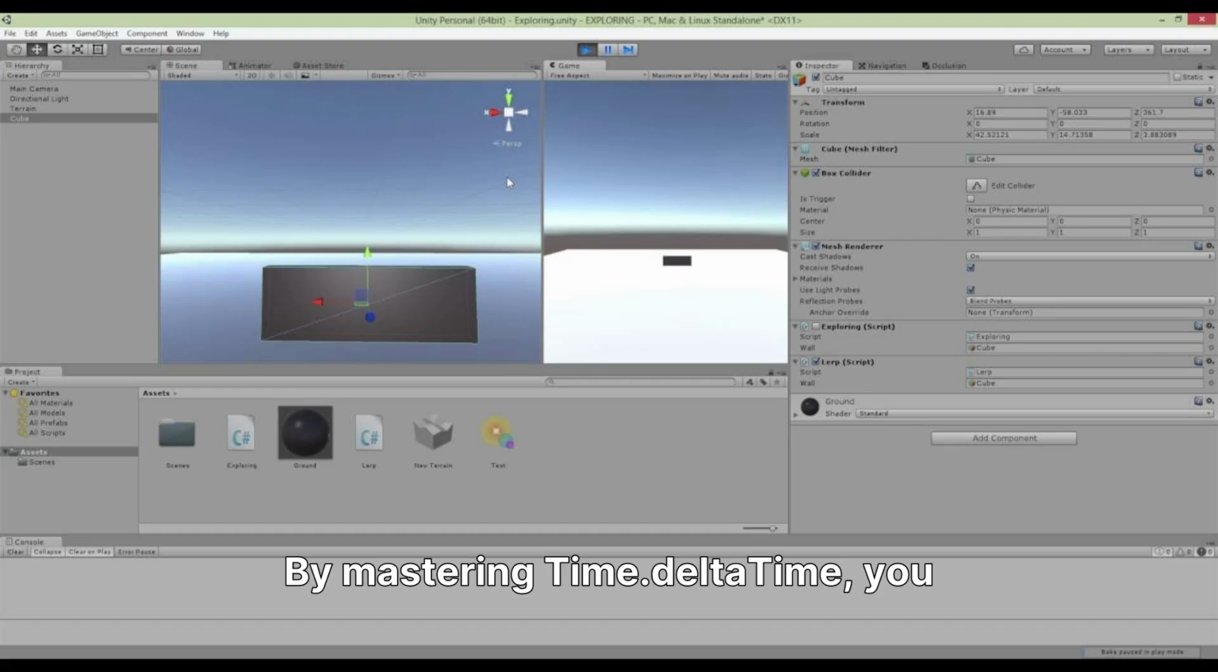By mastering Time.deltaTime, you can create Unity games that offer a consistent and enjoyable experience for all players, regardless of their hardware.